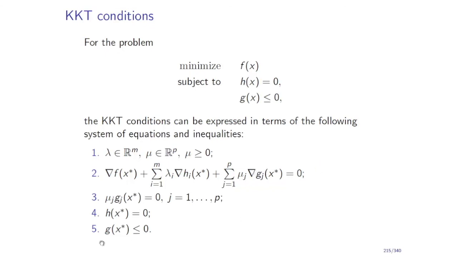And then we have complementary slackness, so we have mu_j times g_j of x star is 0. We also have h of x star is equal to 0, so this is feasibility with respect to the equality constraints, and g of x star is less than or equal to 0, the feasibility with respect to the inequality constraints.